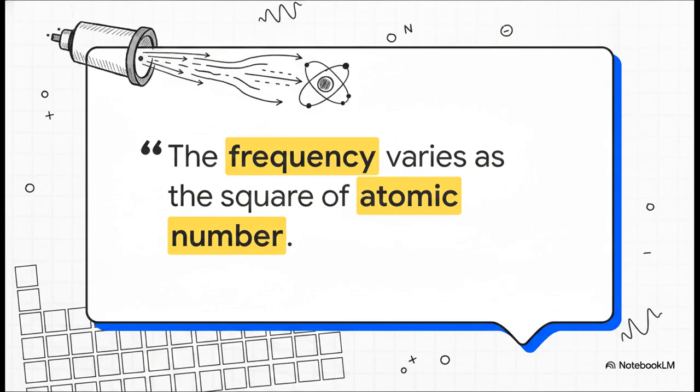So the crucial point is this. Moseley proved that the physical and chemical properties of elements depend fundamentally on their atomic number, the number of protons, and not their atomic mass, like everyone previously believed. This was huge, folks. It laid the foundation for the modern periodic table we use today.